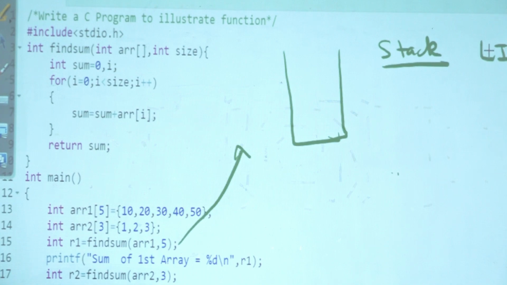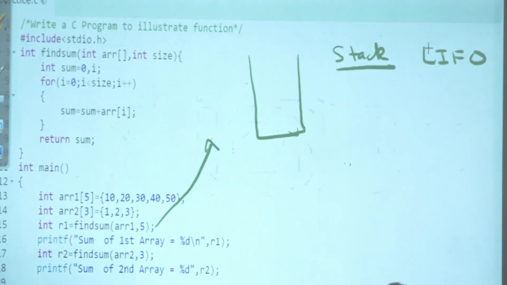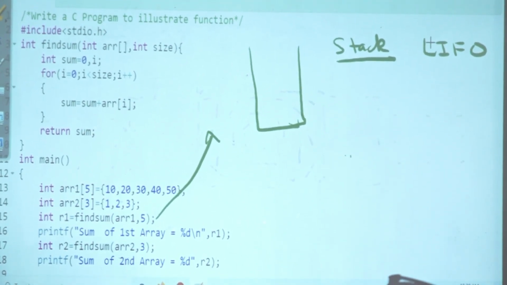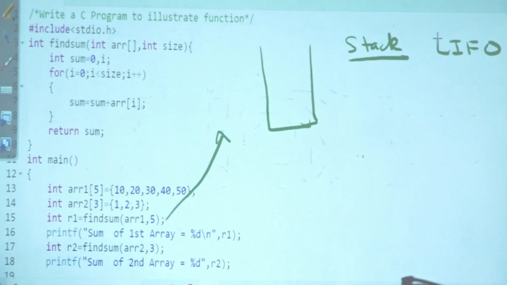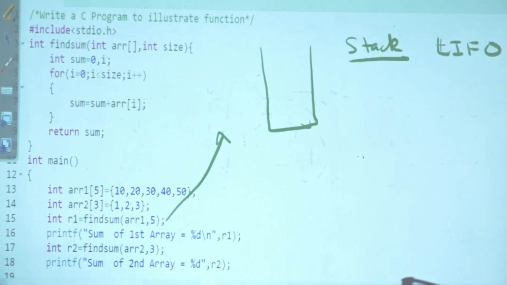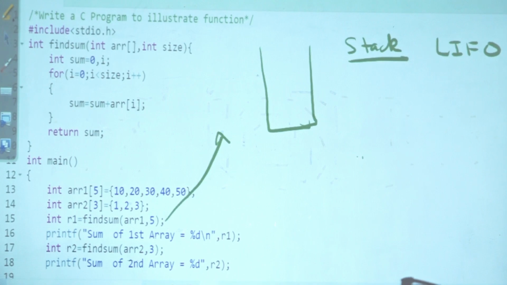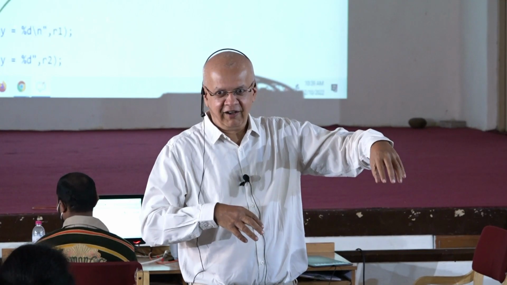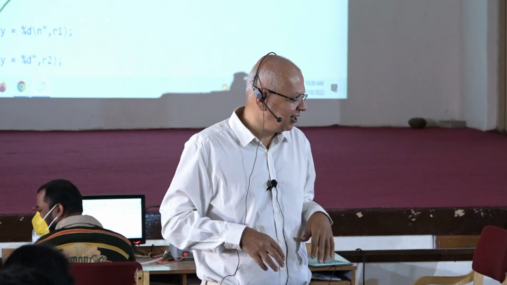Any guesses what is LIFO? Okay, very good. LIFO stands for last in, first out. Whoever comes in last goes out first. It's called LIFO. There is a cousin data structure of stack called a queue. First in, first out. Right?